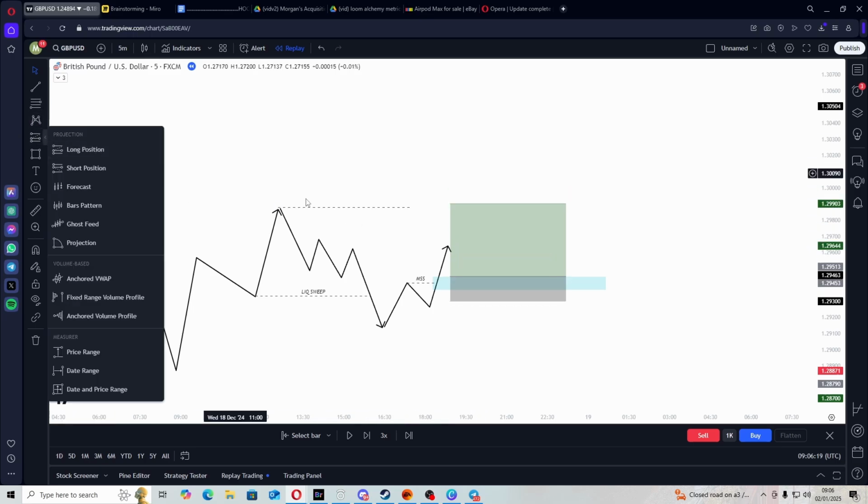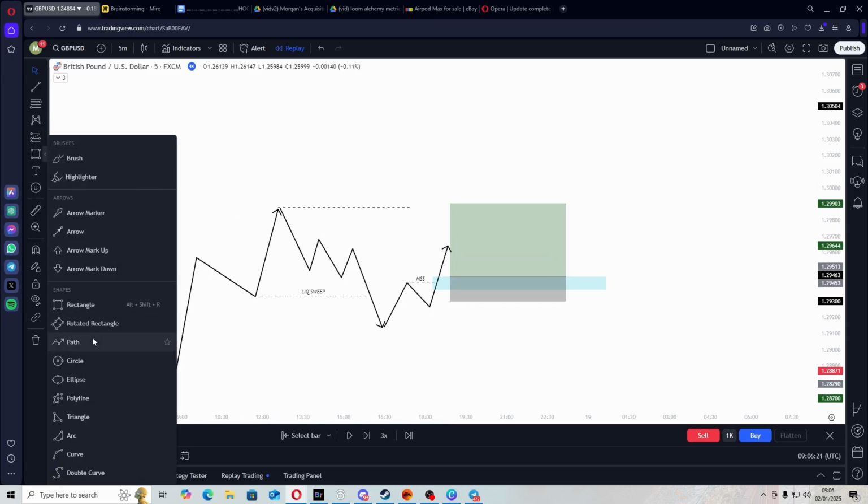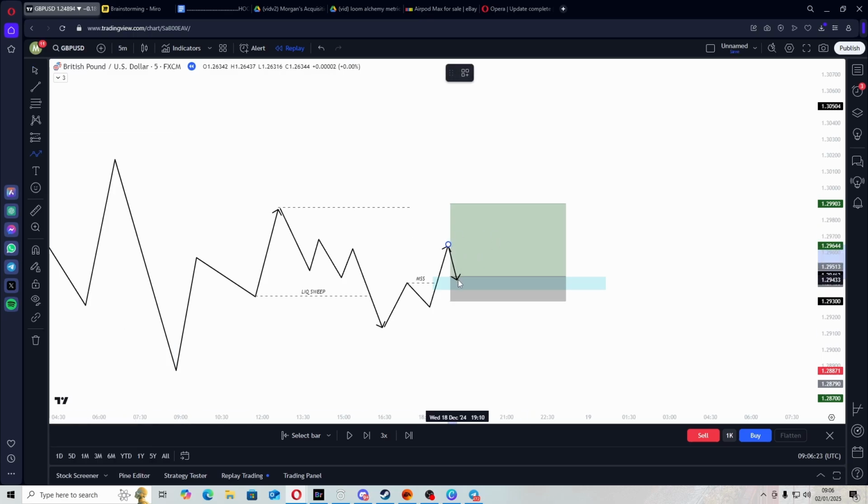So all I'm going to be doing now is just waiting for price, and it will enter off of here, and it will bounce off, and it will completely smash your take profit. This is what we want to be seeing every day, and this is what you will be seeing every day if you start using the strategy.